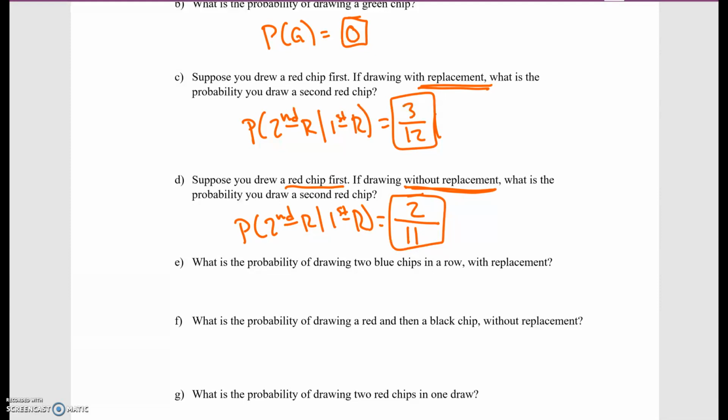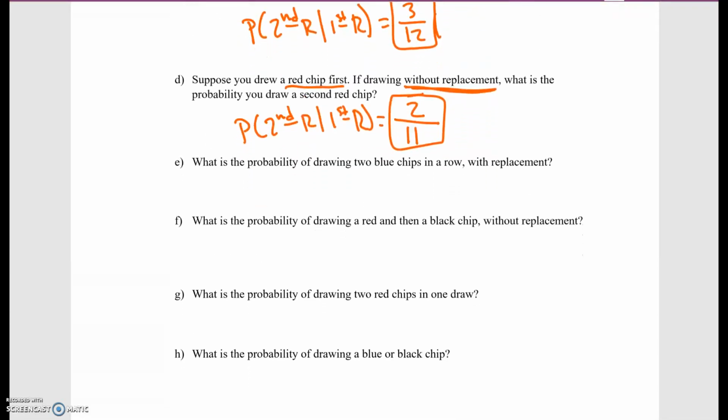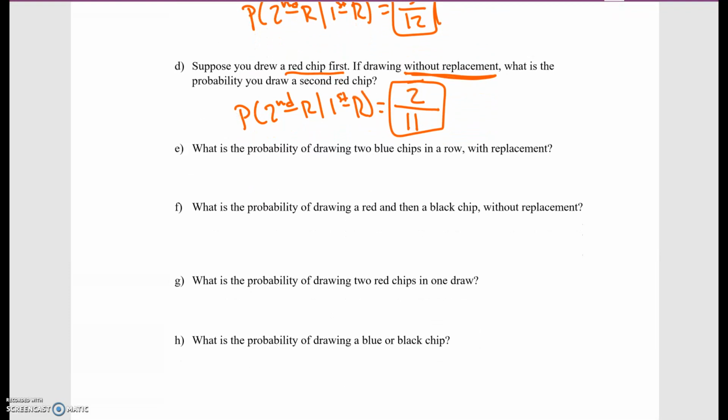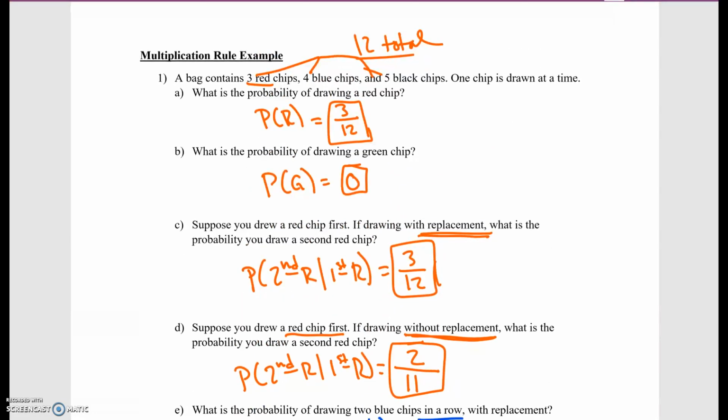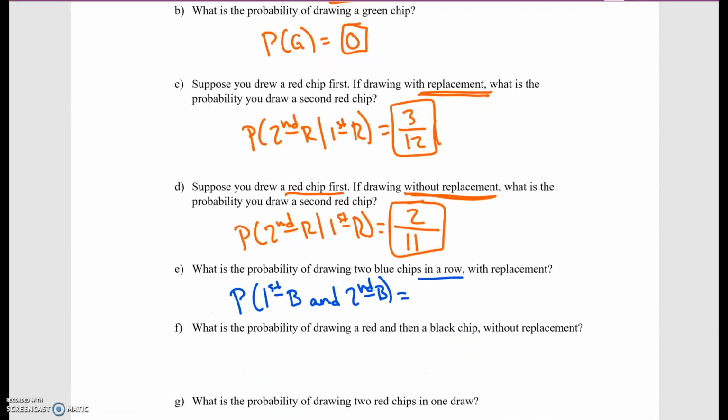All right. So now what is the probability of drawing 2 blue chips in a row with replacement? Remember, the key words here are in a row, and in a row just means multiplication. So we're taking into account both blue chips: the probability of the first one being blue and the second one being blue. So let's look back. How many blue chips did we have? We had 4 blue chips, so we started out with 4 out of 12.